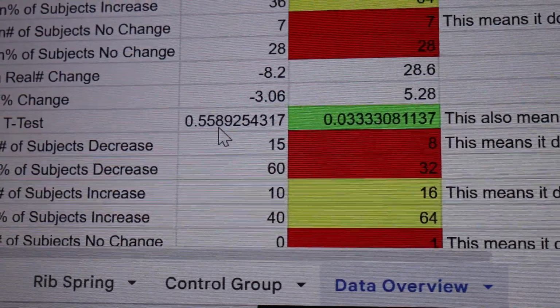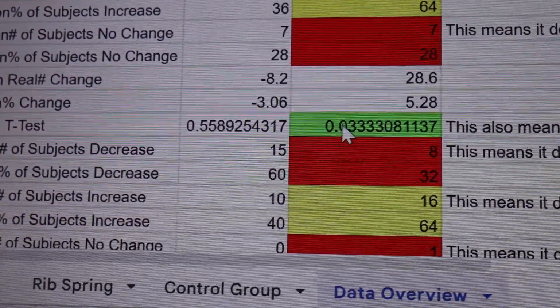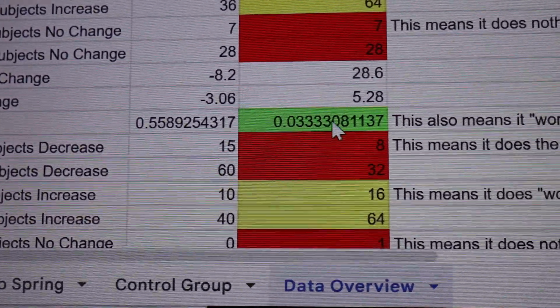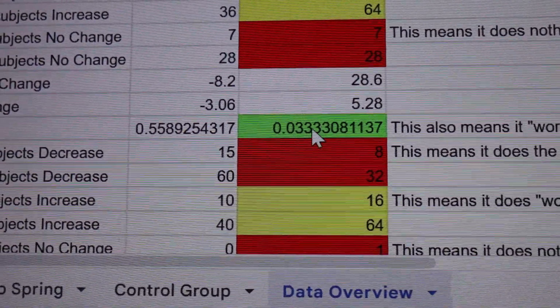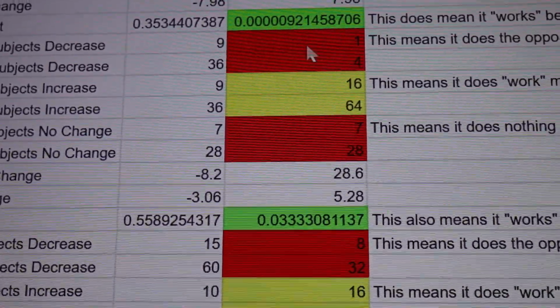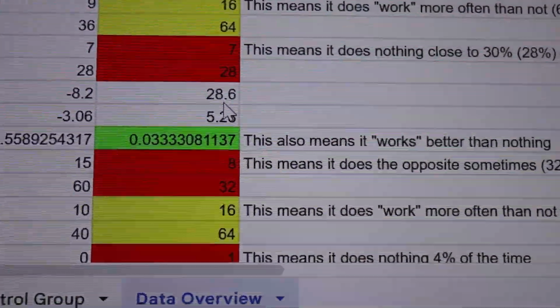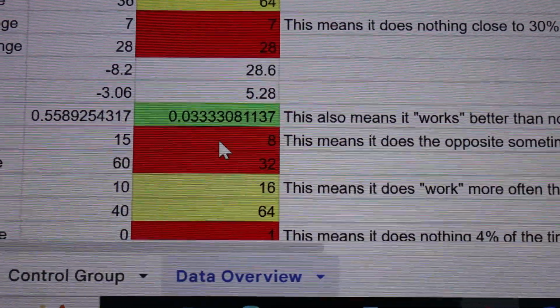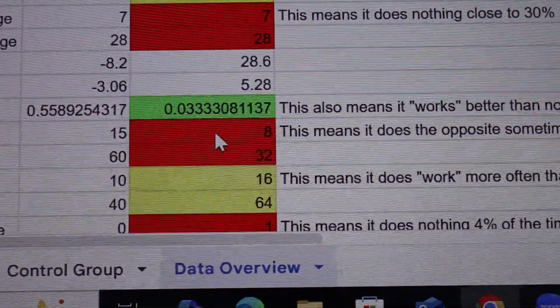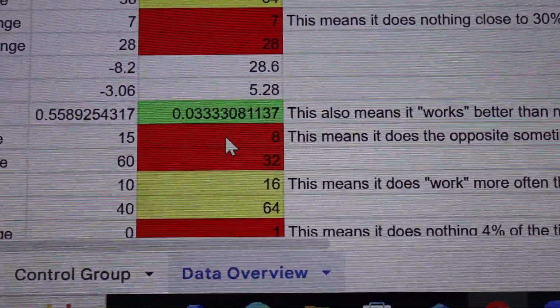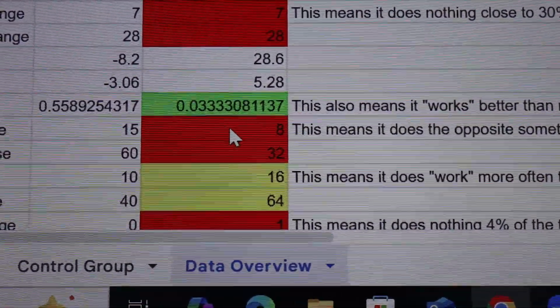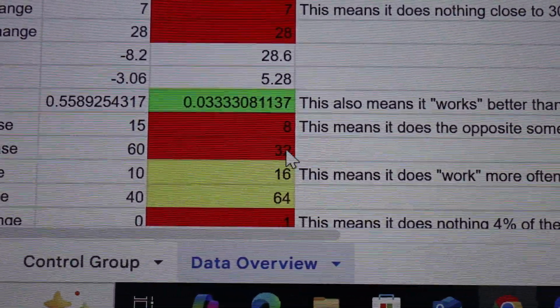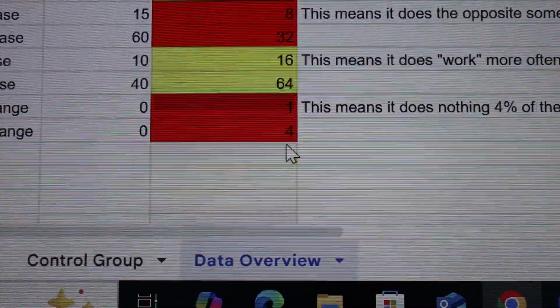So control, not statistically significant, pre and post. The rib spring group, it is statistically significant, but not as strong as inspiratory volume. So it does work better than nothing. But there were 8 people for whom the measurement for expiration went negative. It went the wrong way, which means that 30% of the time it goes the wrong way.